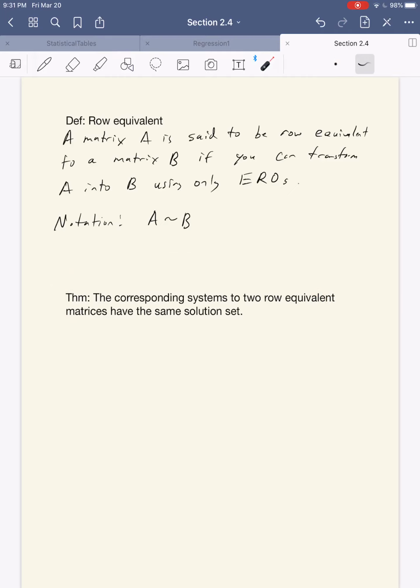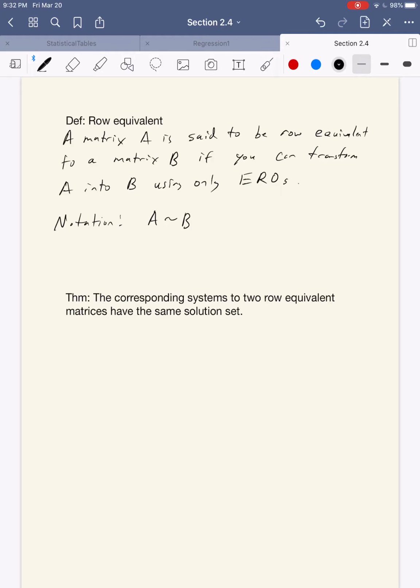We've actually already talked about why this theorem should make sense. It says that the corresponding systems to two row equivalent matrices have the same solution set, and that should make sense. We came up with these elementary row operations by talking about operations that wouldn't change the solution set to a system of linear equations. So of course, if you use only elementary row operations, then those two matrices' corresponding systems will have the same solution set. So we don't really need a proof of this, right? Everything we did to define the elementary row operations really constitutes the proof of that theorem.